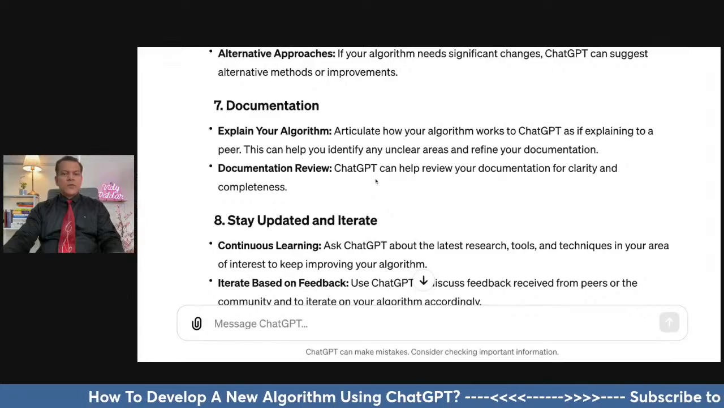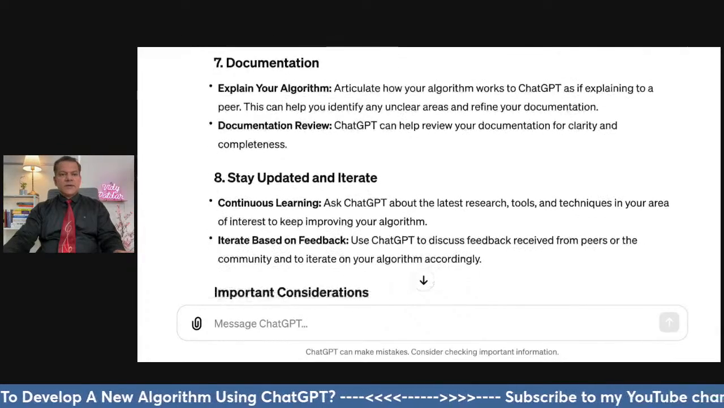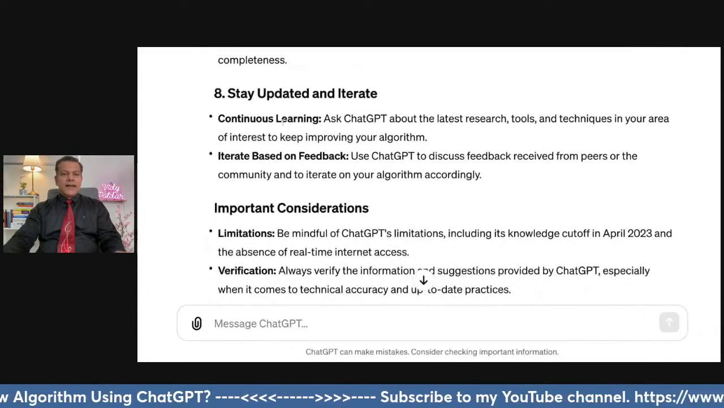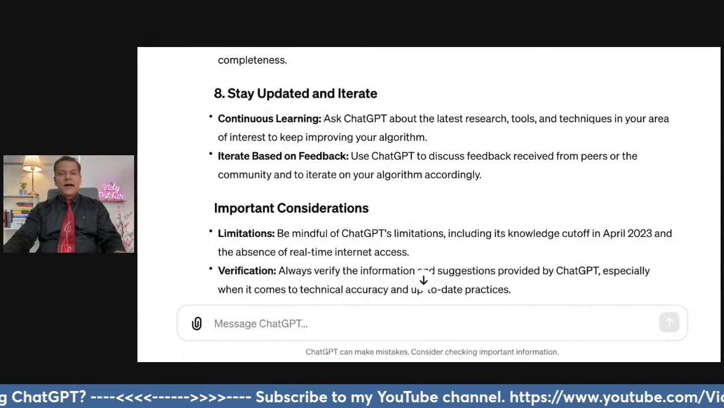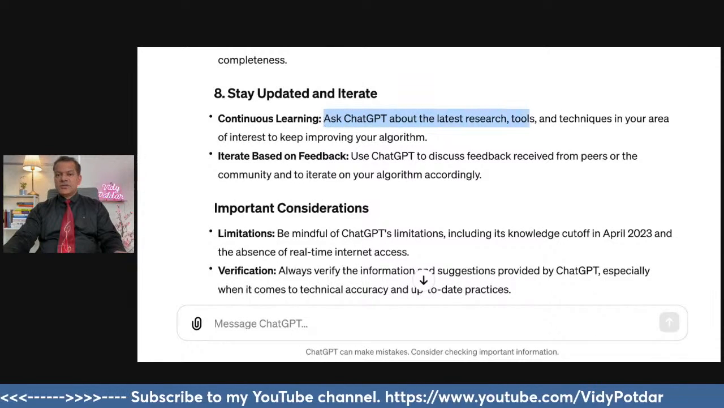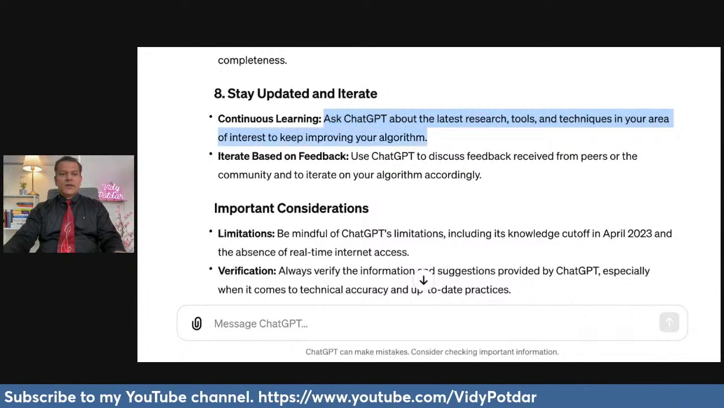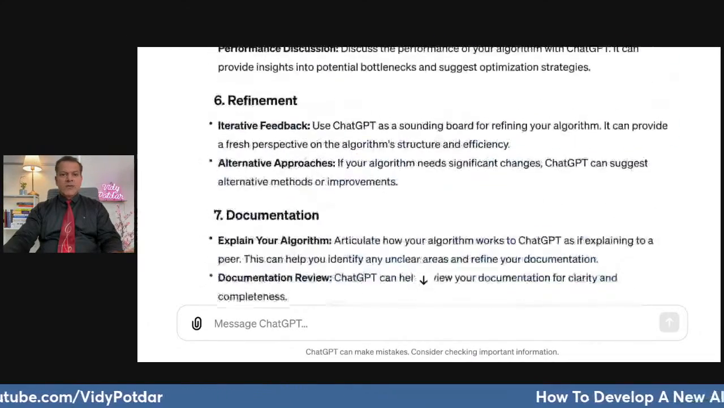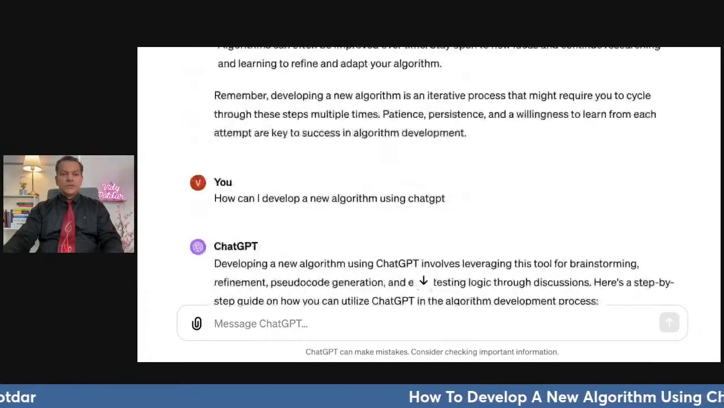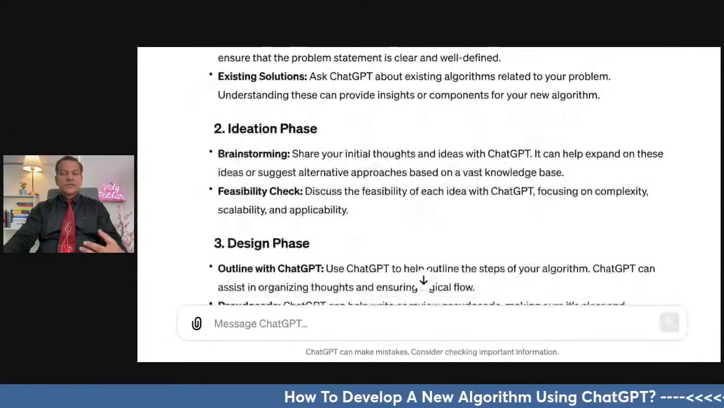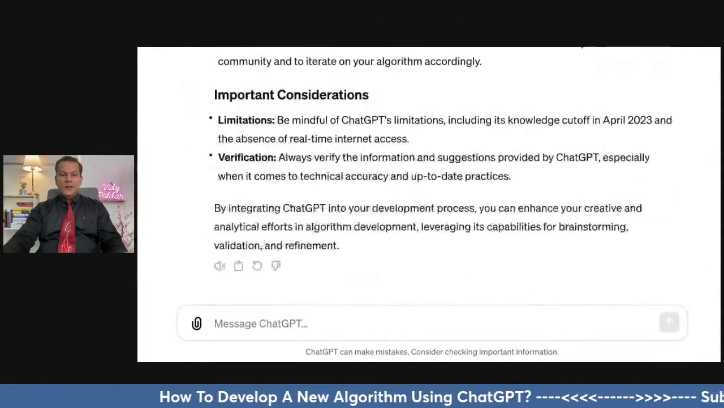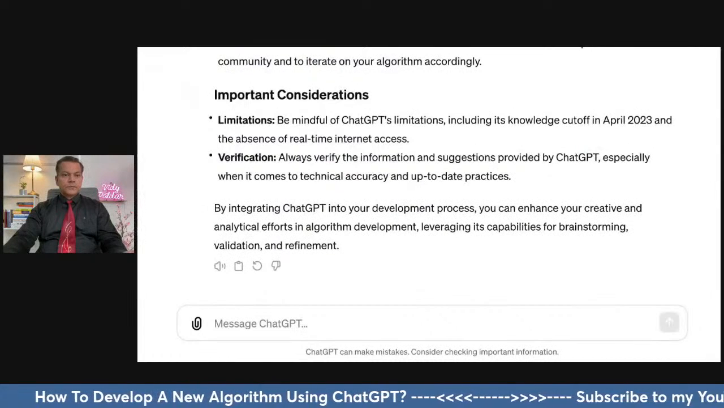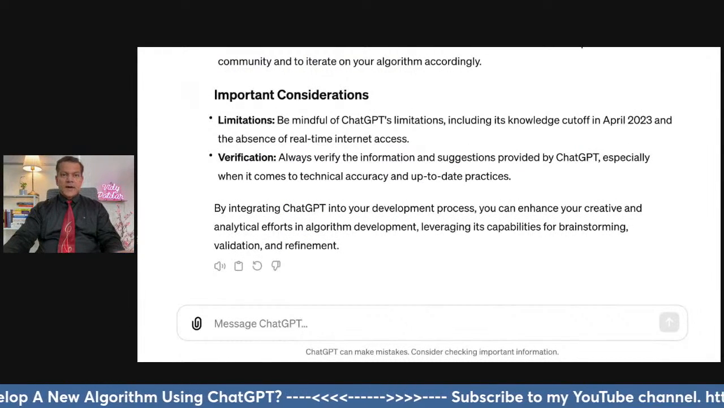Explain your algorithm. Documentation is pretty straightforward. ChatGPT can help with that. Stay updated and iterate. Continuous learning. Ask ChatGPT about the latest research, tools, and techniques in your area of interest to keep improving the algorithm. And so this is how you can use ChatGPT in your process of developing a new algorithm. Okay, so I hope this part is clear.